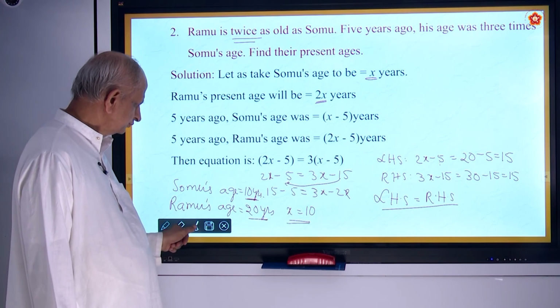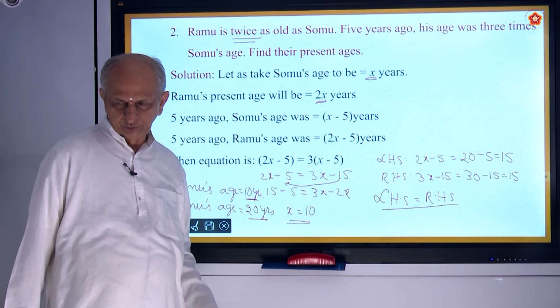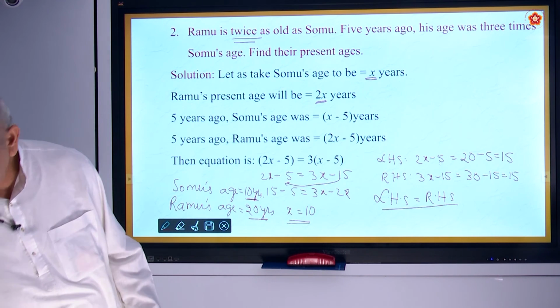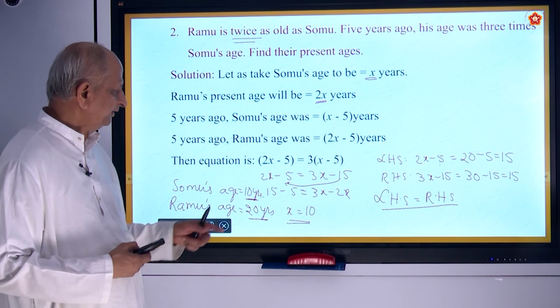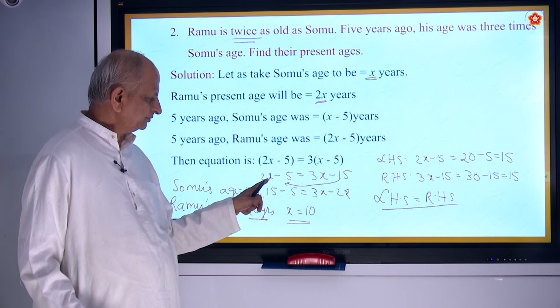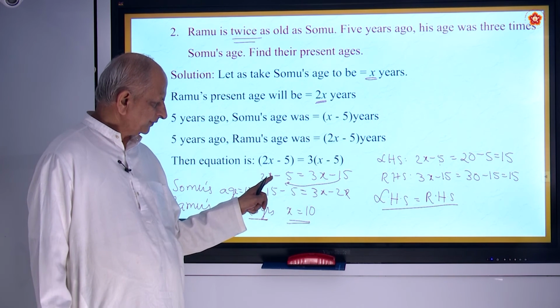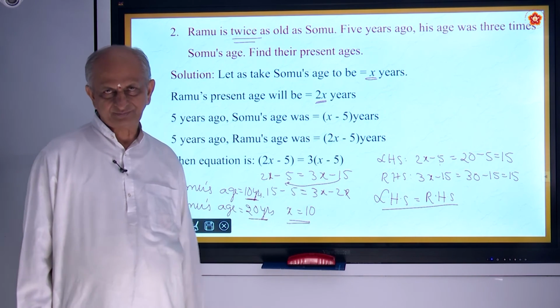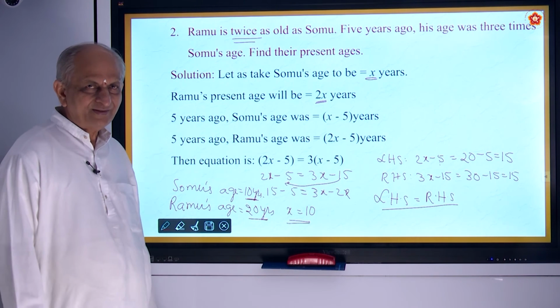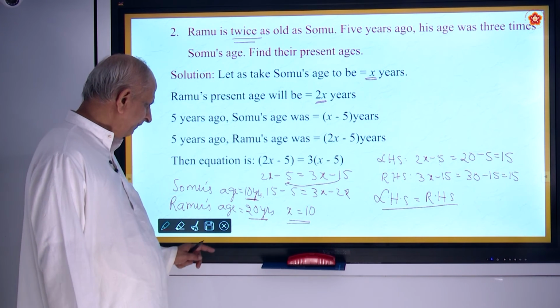Noted down. So we will pass on to the next question of the same type. Here what is the speciality? Speciality is that this is a linear equation again. There are unknowns on both sides. So that is an advanced problem. Okay.